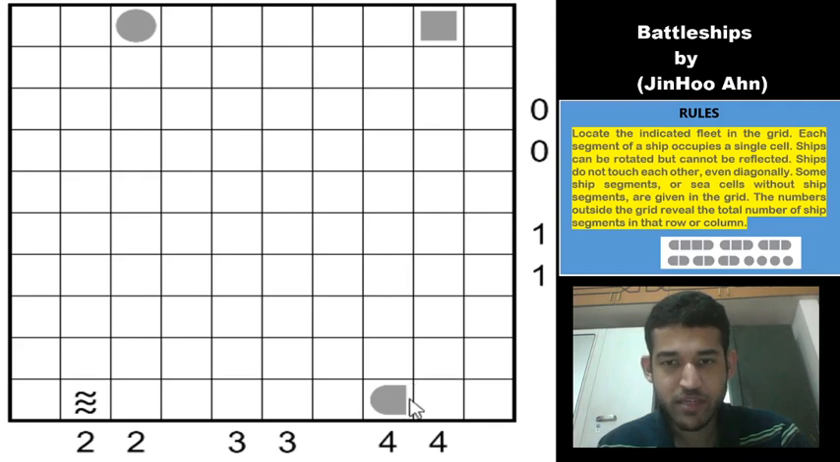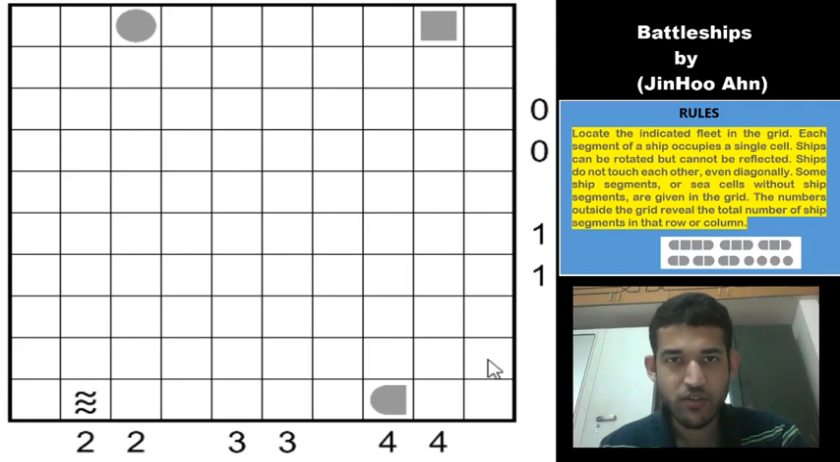If you have a ship segment, for example here, then you can't have ship segments in these two cells, right? Because these two cells are touching each other diagonally and these two cells are touching each other orthogonally. So unless it is part of the same ship, you cannot have ship segments touching each other diagonally or orthogonally. The numbers outside the grid reveal the total number of ship segments in that row or column. So you can see that there are some outside clues given in the grid. What they denote is that the total number of ship segments in this column must be 4, and similarly the total number of segments in this row must be 1. So these are the rules.